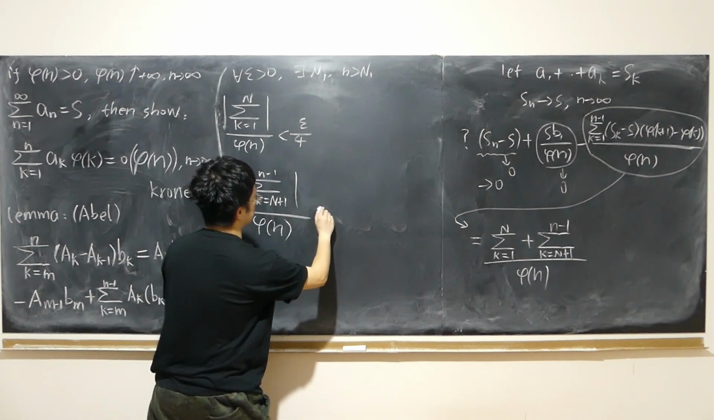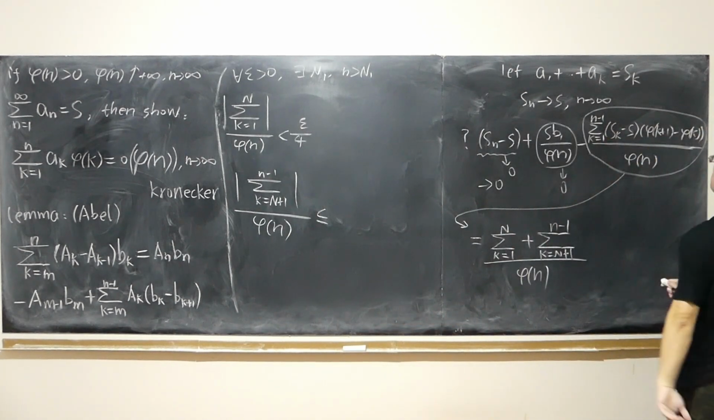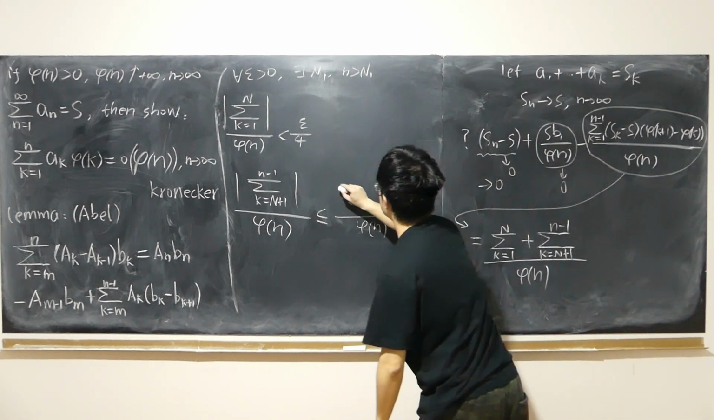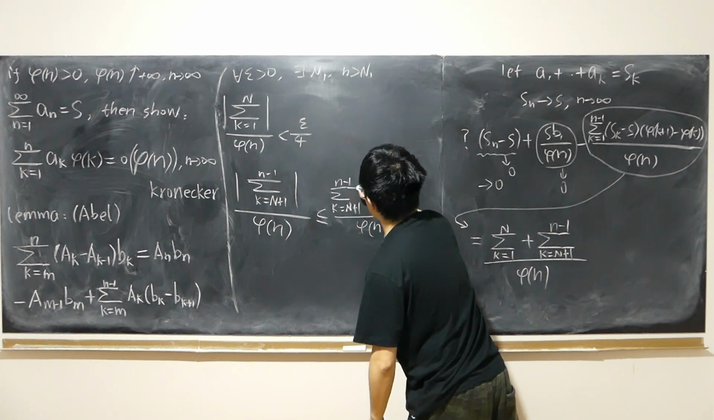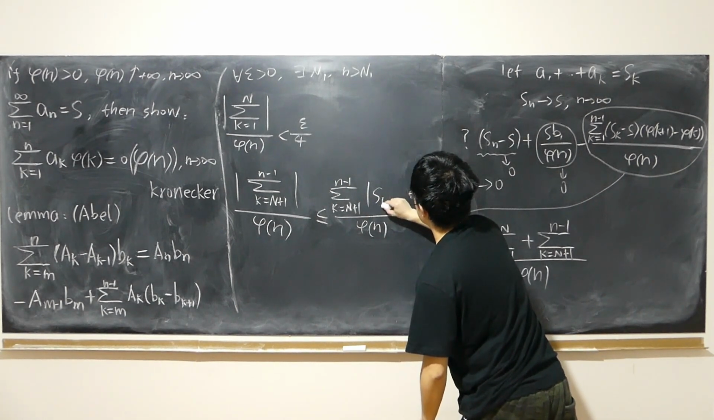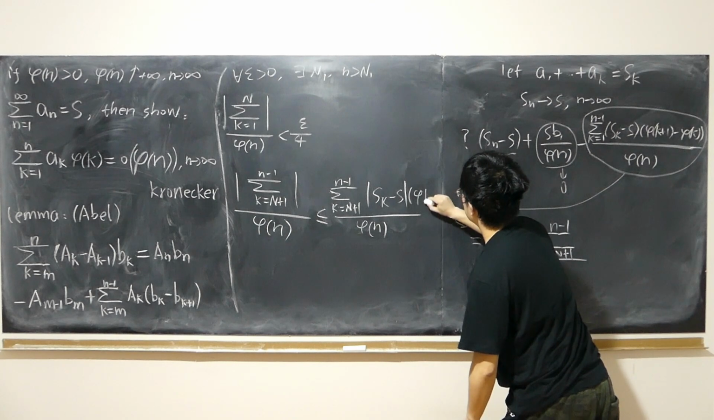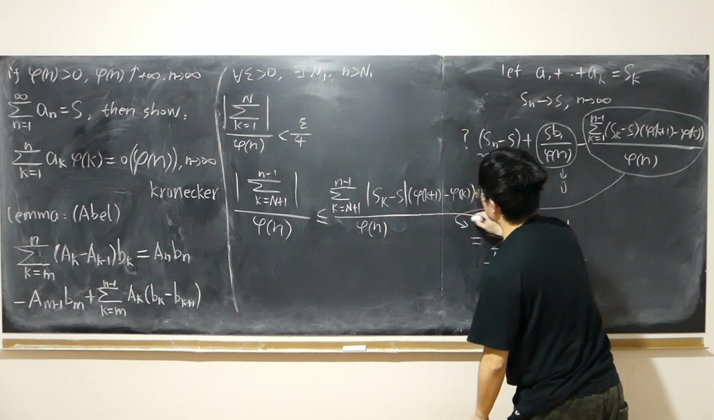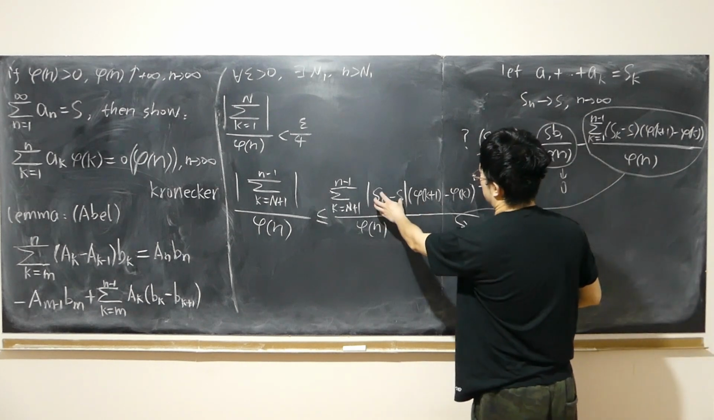Right, first of all, this is smaller than or equal to, put the absolute value inside, right? So inside here, one over phi of n, the sum from N plus 1 to n minus 1, of the absolute value of (s_k minus s) times (phi of k plus 1 minus phi of k). This part I don't need the absolute value because it's already positive, right? Increasing.